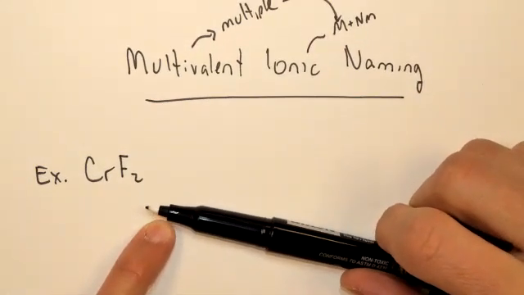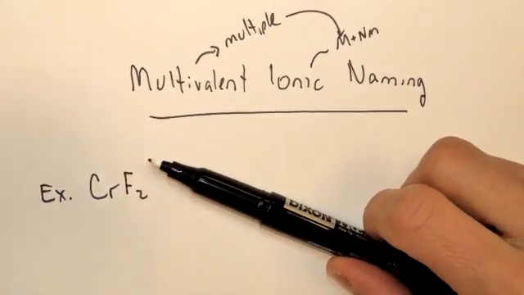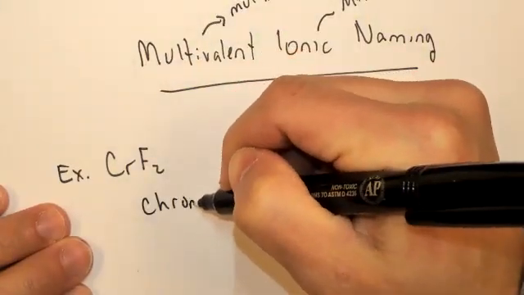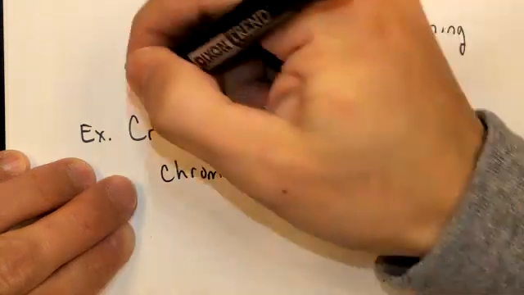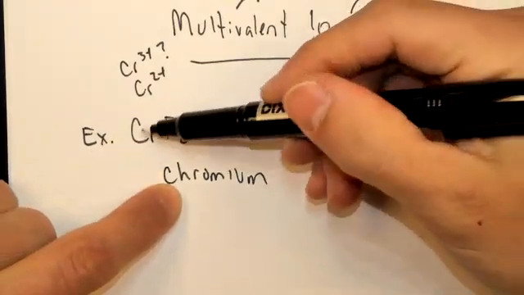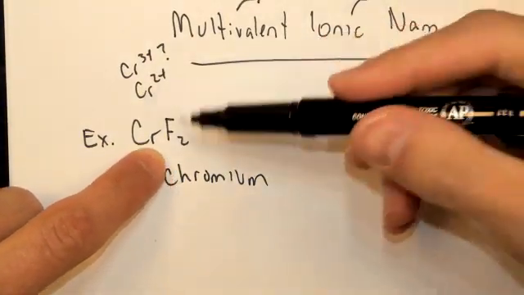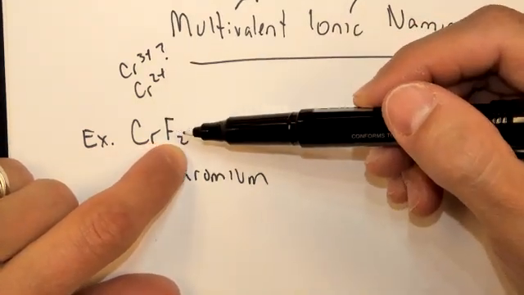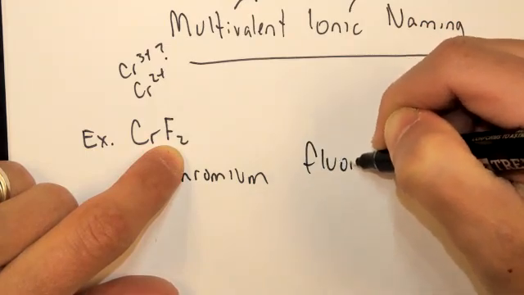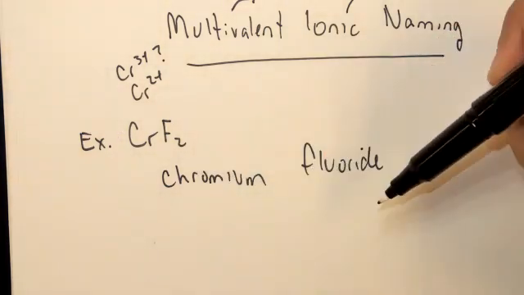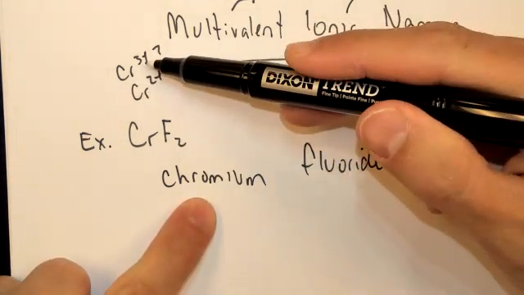If we look at this example, chromium and fluorine. Chromium right here can come in the 3+ or the 2+ charge. I'm going to go ahead and write this name down, chromium, but I'm going to have to state, am I dealing with chromium 2+ or chromium 3+? It's important that we know that when we answer this question, and I'll tell you how to figure that out after. If we look at the anion, or the negative ion, this is fluorine, and we would change this to fluoride. Now, the biggest difference between naming single valent and multivalent is indicating which charge we're dealing with.